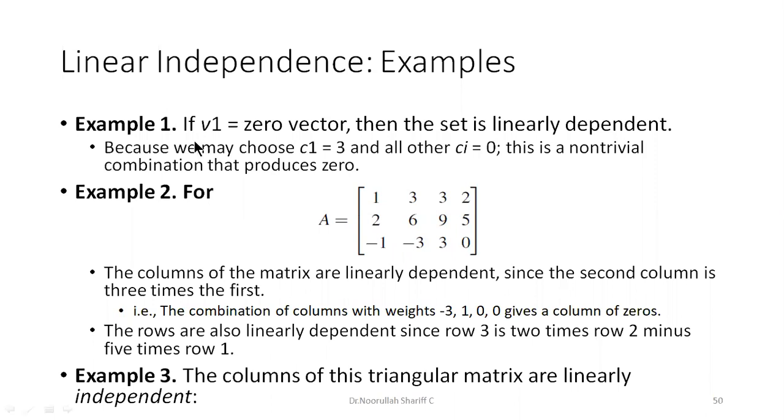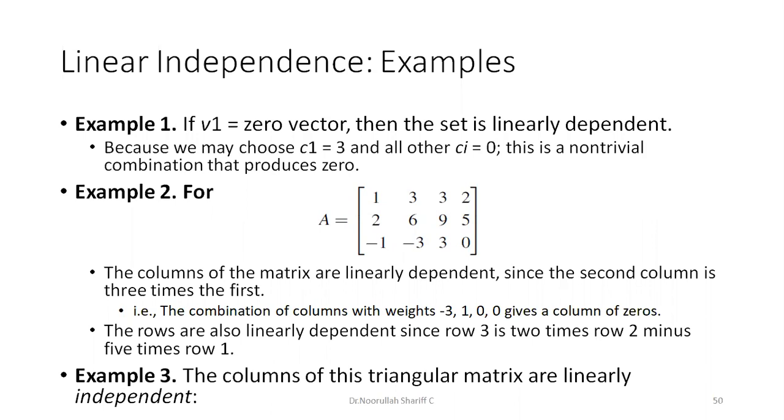So we may choose c1 as a non-zero value and all other ci as 0, and this is a non-trivial combination that produces 0. So therefore, the set will be linearly dependent. So if any one of the vectors is a 0 vector, then the set will be linearly dependent. Whenever we have a 0 vector in v1 to vk, they cannot be linearly independent vectors. They should be linearly dependent.